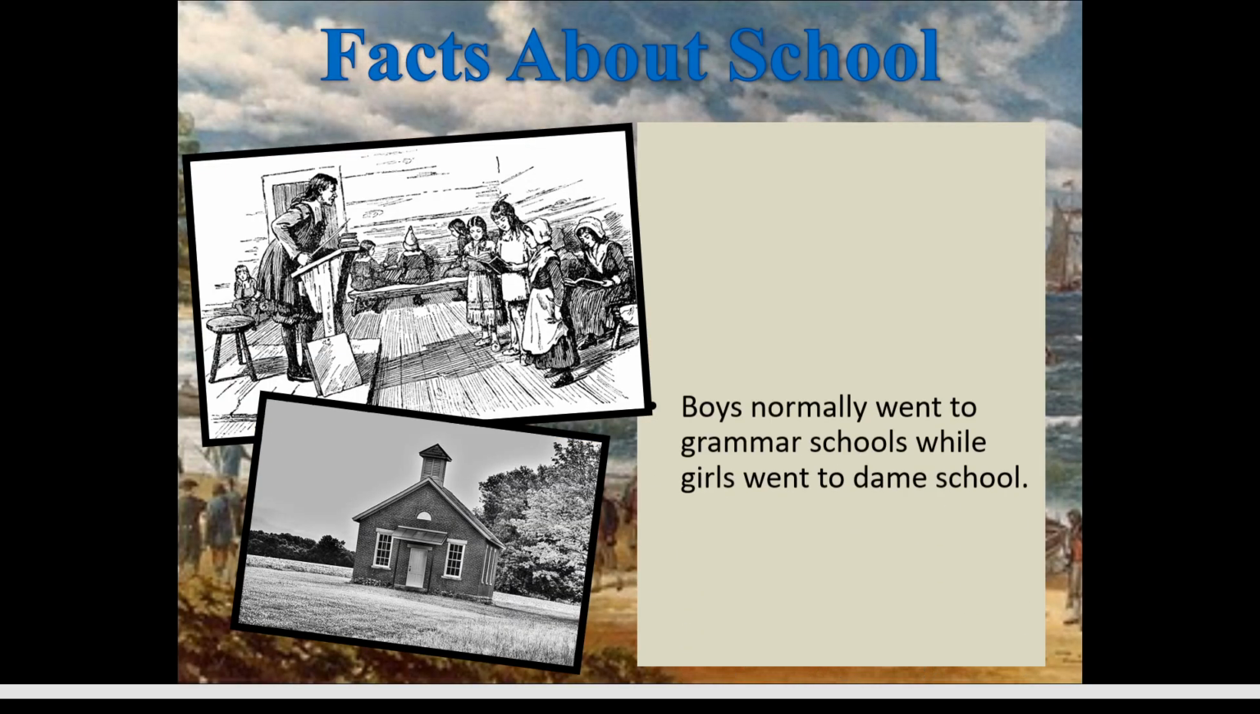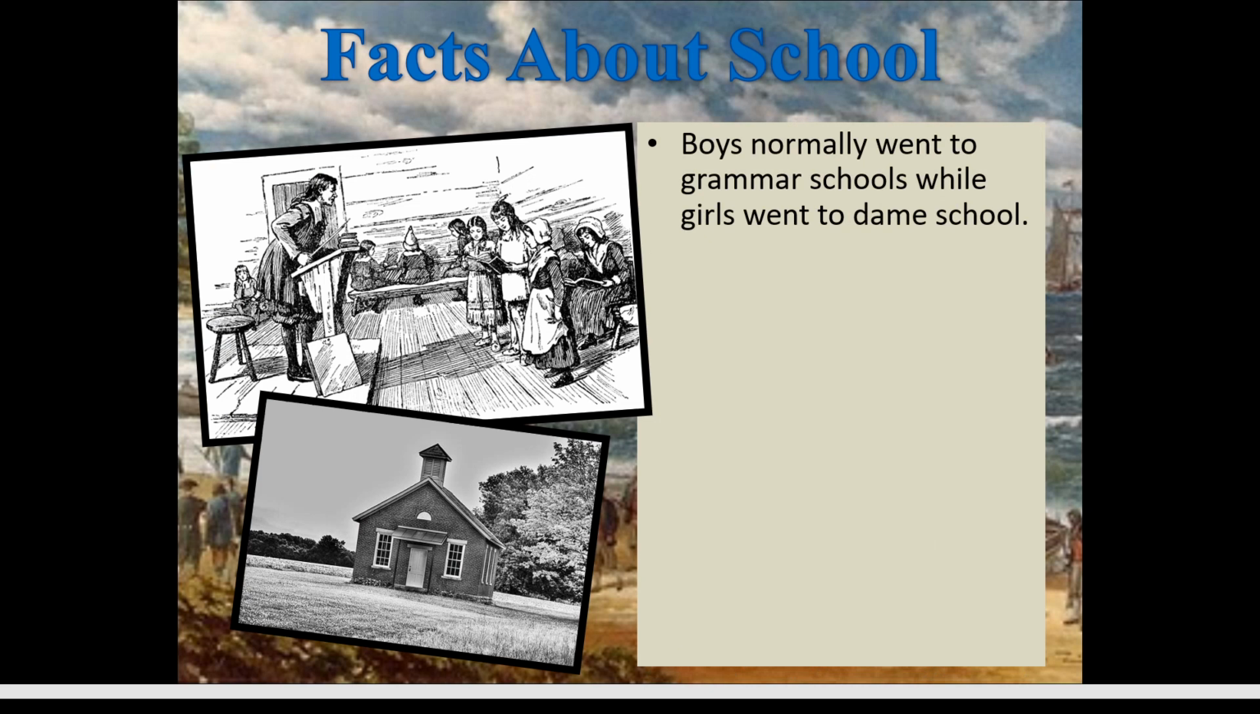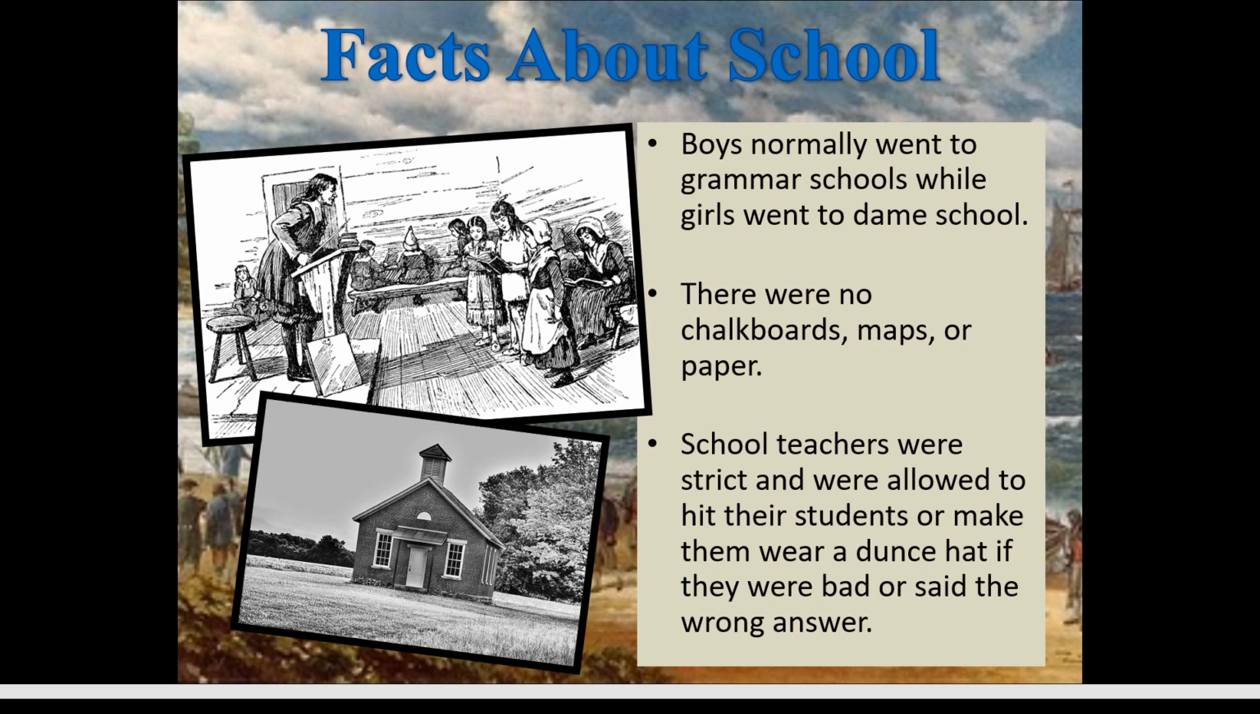So how about their school? Boys normally went to grammar schools while girls went to dame schools. There were no chalkboards, maps, or papers. School teachers were strict and were allowed to hit their students or make them wear a dunce hat if they were bad or gave the wrong answer. So it was very strict back then.